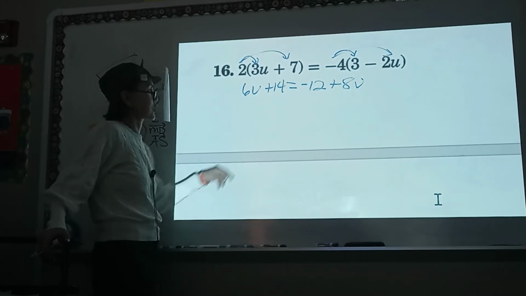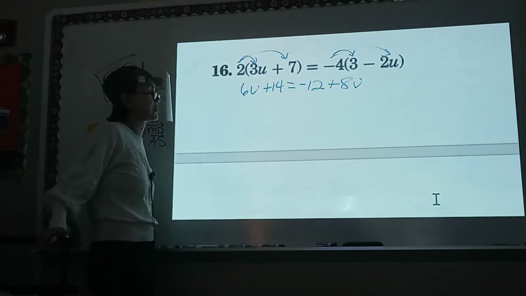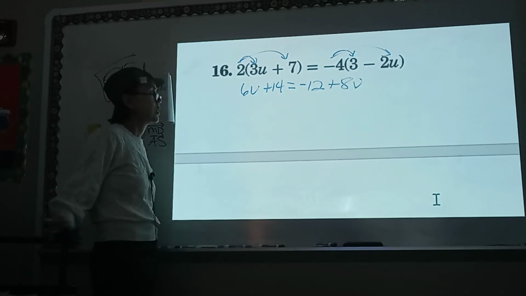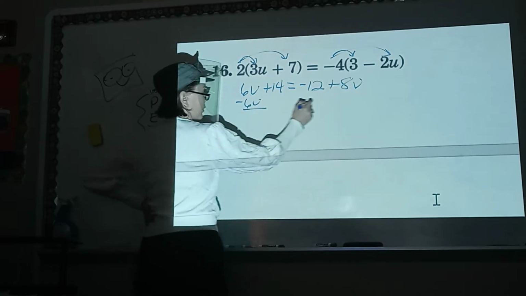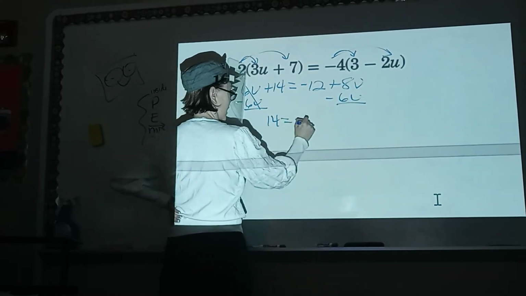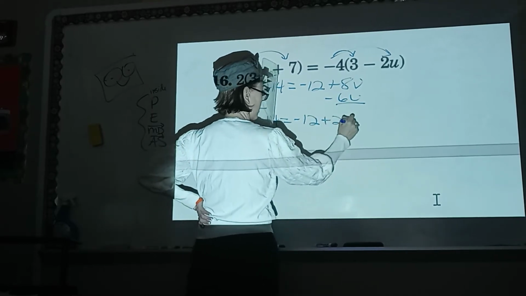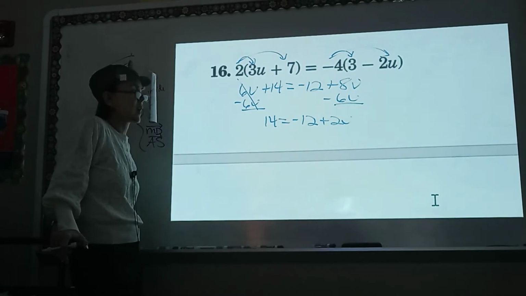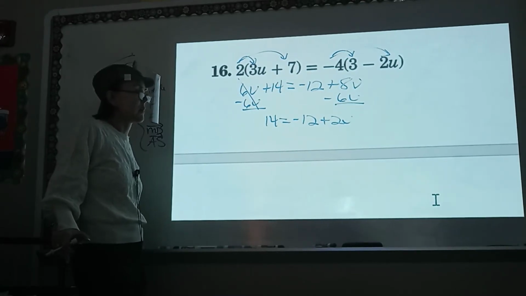Do we have a combined like terms opportunity? No. Is there variables on both sides? Yes. Can we have variables on both sides? No. So I'm going to subtract 6u from both sides because I want a positive result. Bring down the 14 equals negative 12 plus 2u. 8 minus 6 is 2. And now we just have a regular two-step algebraic equation.